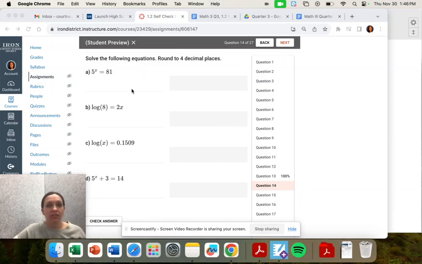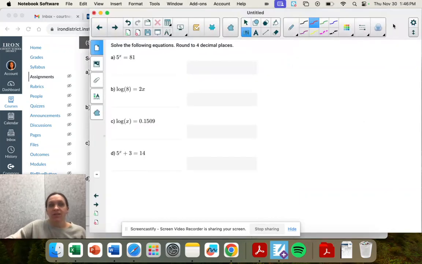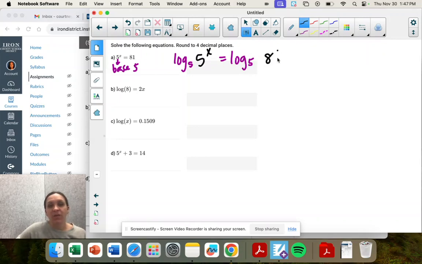Question 14, solve the following equations, round to 4 decimal places. So we have 5 to the power of x equals 81. When we have an exponent, we solve with a logarithm. So we're going to use logarithm base 5 on both sides. So log base 5 of 5 to the power of x and 81.